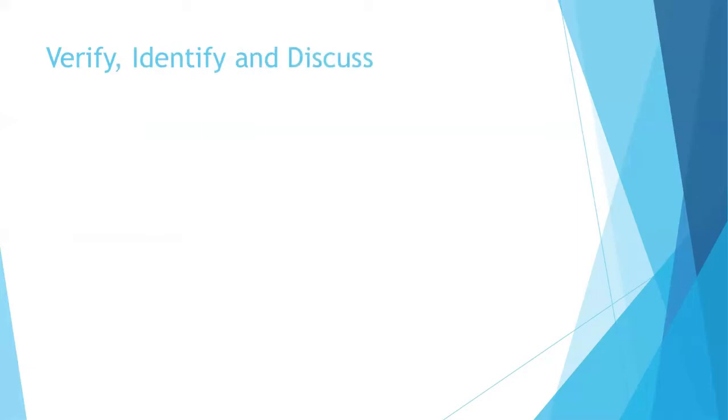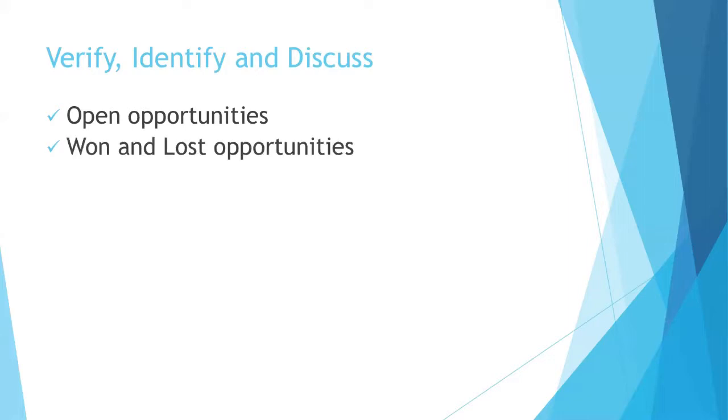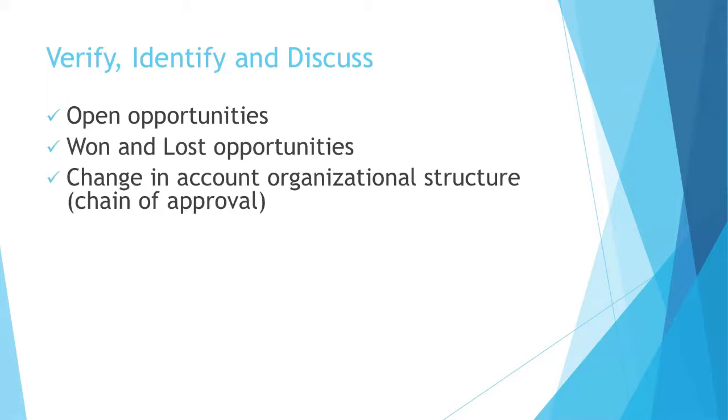Verify, identify, and discuss the following. Open opportunities. Get the latest from the horse's mouth in these meetings. Won and lost opportunities, critical. Changes in account organizational structure, chain of approval. So have their chain of approval from if I get in a deal, it moves ahead, who is the contract person? Who's cutting the check? Who has the final sign off? It's not only an organizational map, but it's also the chain of approval. So it's very critical that you understand that and see if anything has changed.